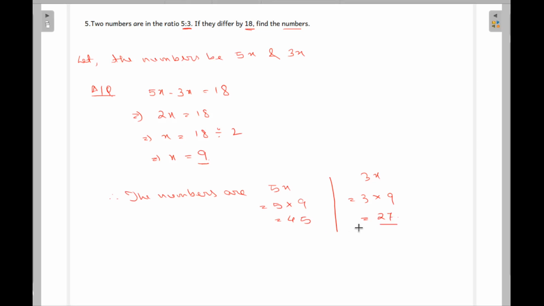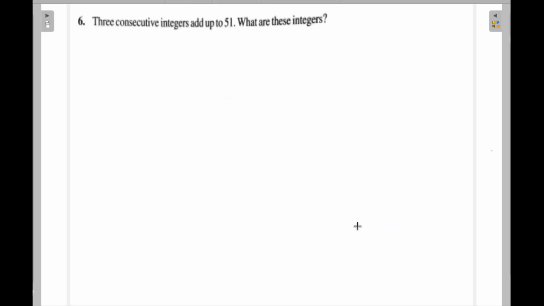Now come to question number 6. Three consecutive integers added up to 51. What are these integers? First of all, what is the meaning of consecutive integers? Consecutive integers means continuous integers, or one after the other. There will be no gapping.